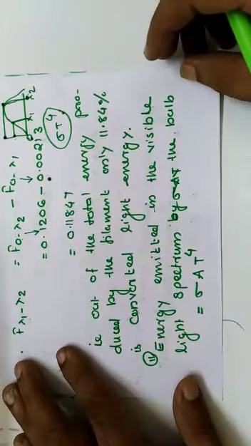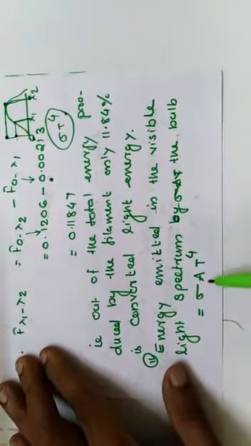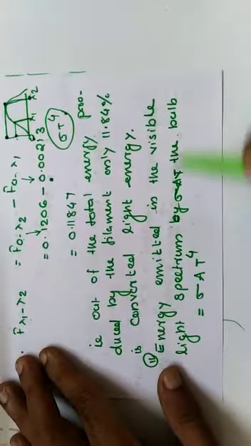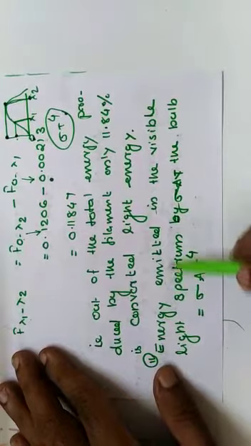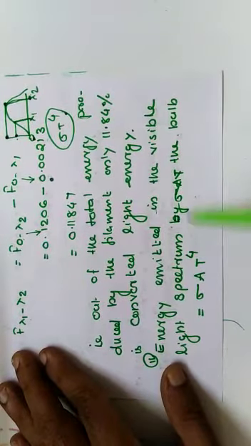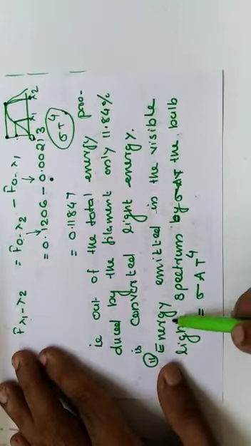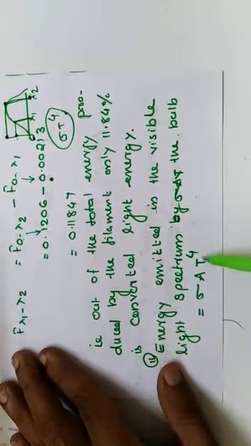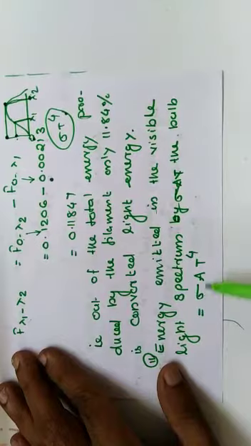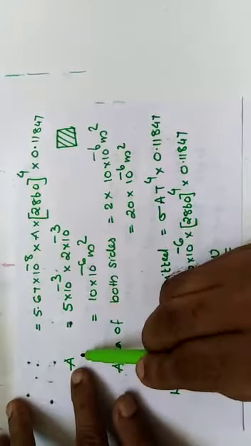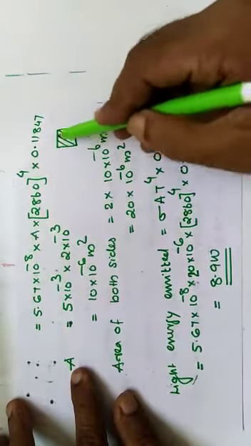Now the next part of the problem is, what is the energy emitted in the visible light spectrum of the bulb with the specification of the filament given. So total energy emitted equals sigma into A into T raised to 4. Sigma is known, T is known, and the area of the filament has to be calculated. Here a rectangular shape is given.